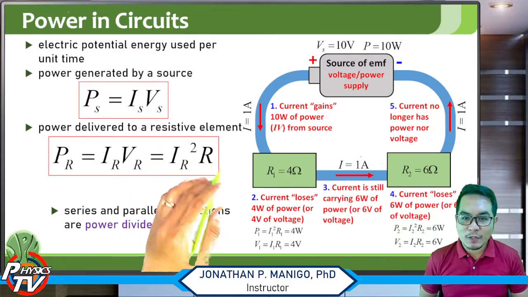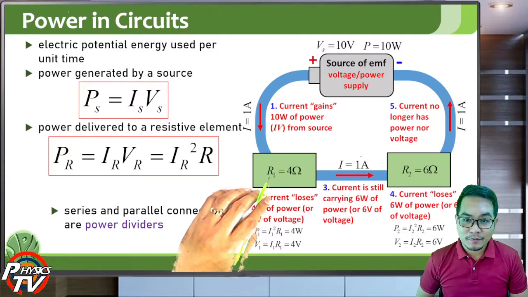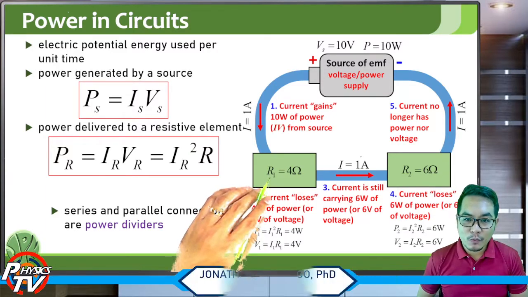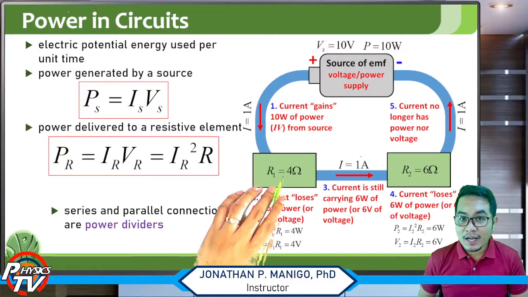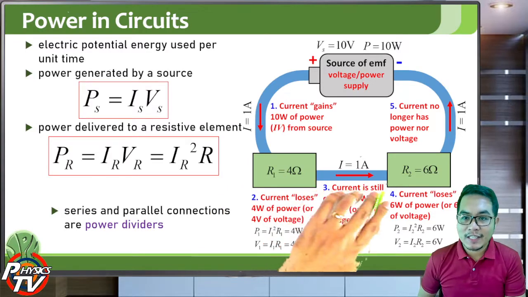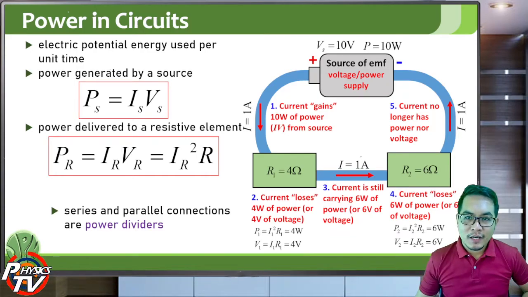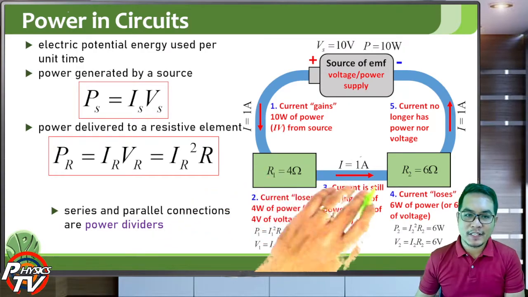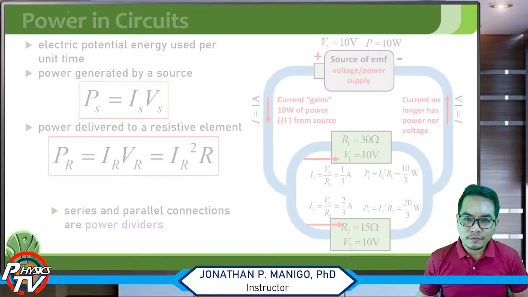Since the current is 1 ampere, you can solve for the power needed by this resistor. So I squared times R, 1 squared times 4 ohms. So 4 watts. It will receive 4 watts from the current, and this one will receive 6 watts from the current. Okay, so 10 watts is divided into 4 watts plus 6 watts. That's for a series connection. For a parallel connection, sorry.